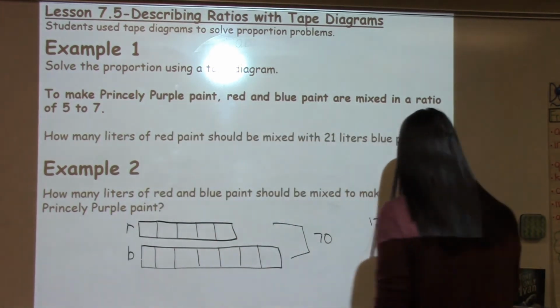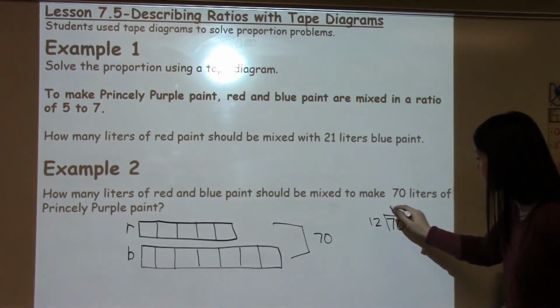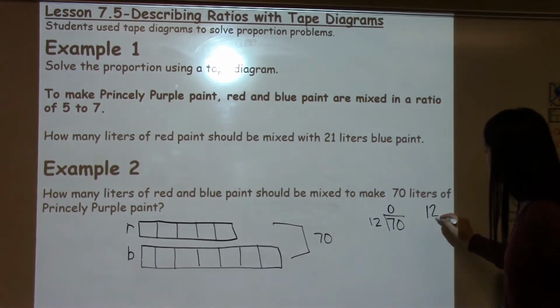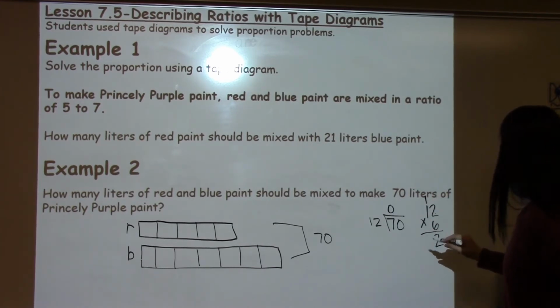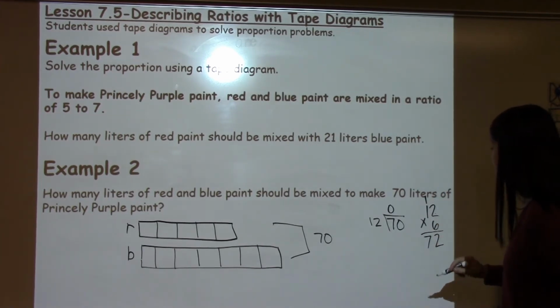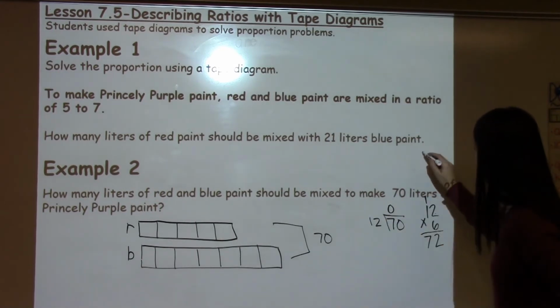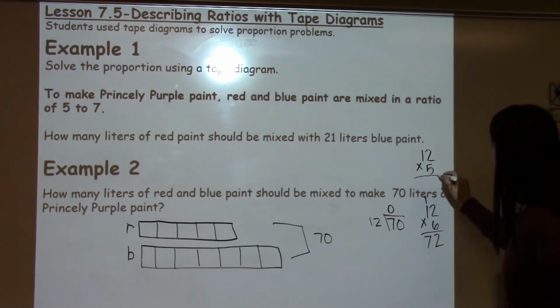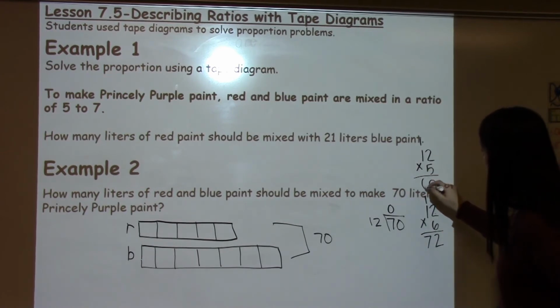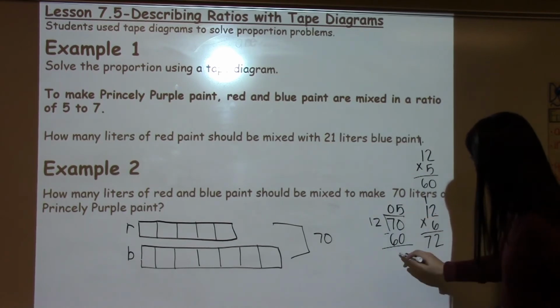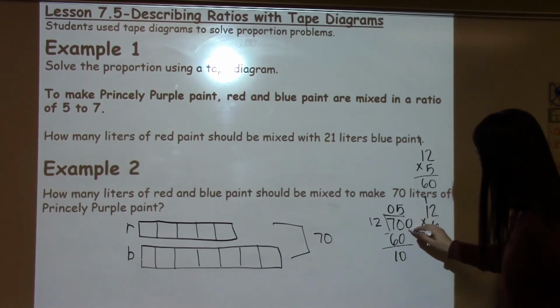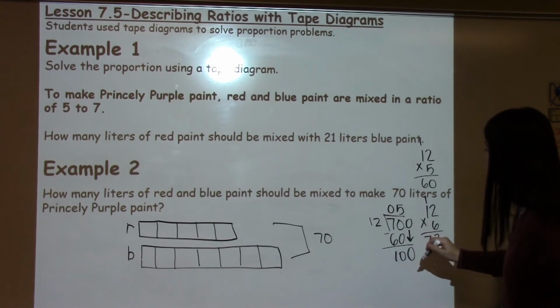So I'm going to go ahead and solve this problem. 12 cannot go into 7, but 12 times what gets me close to 70? I'm going to try 6. 6 times 2 is 12. 6 times 1 is 6, plus 1 is 7. That's a little bit too much, so I need to take it down. 12 times 5: 2 times 5 is 10, 5 times 1 is 5, plus 1 is 6, so that gets me 60. When I subtract, I'm left with 10, and I bring down a 0.